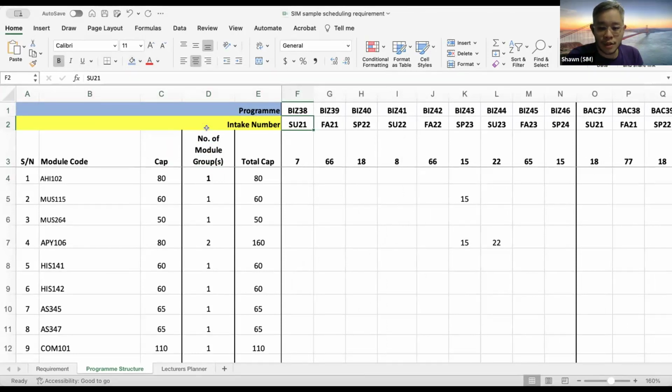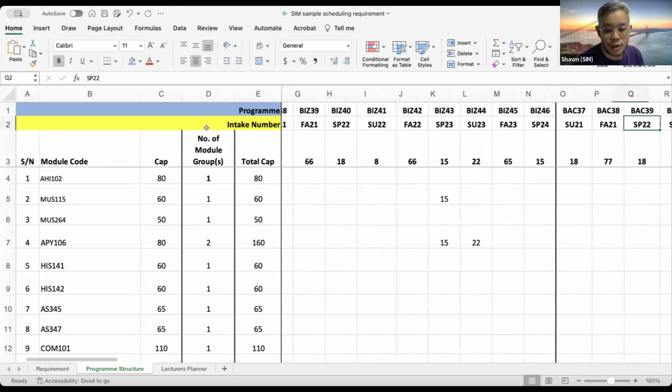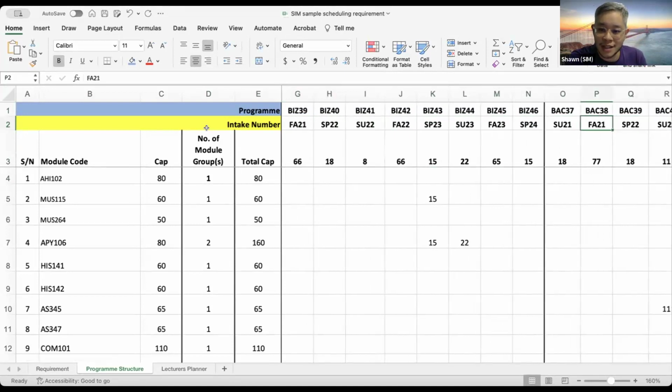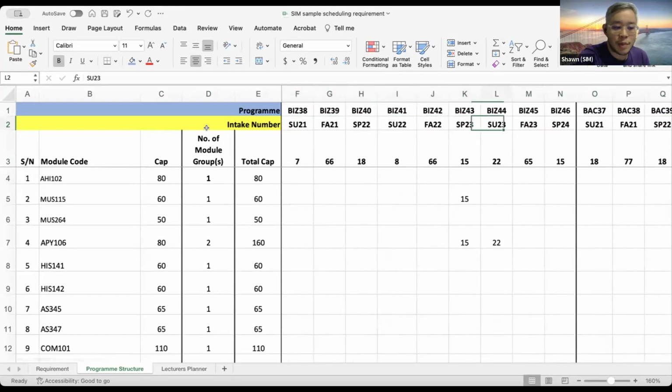Then as you progress, you see that some of the students need to take a program that will have some subjects they must take. Like for example, if you look at column K, you have 15 students in that intake. 15 students will need to take a subject called MUS 115. And then the same group of students need to take APY 106, as well as BIZ 44. So column L, they have 22 students. These 22 students will also need to take APY 106. So they will share the same class as these two programs. These two groups of students will be in the same class for that subject.